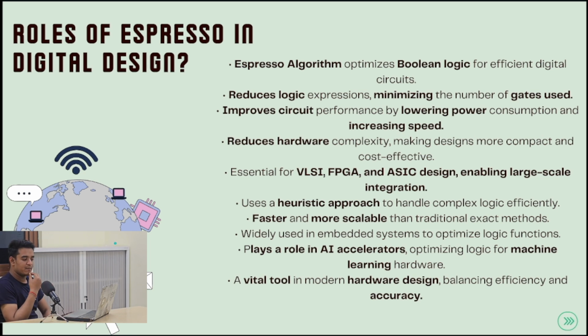It improves circuit performance by lowering power consumption and increasing speed. As we all know, in the case of the exact method, there was large power consumption. So the work of Espresso is to optimize things. It reduces hardware complexity, making designs more compact and cost effective. In simple terms, we can say that it is cheaper than the exact method.